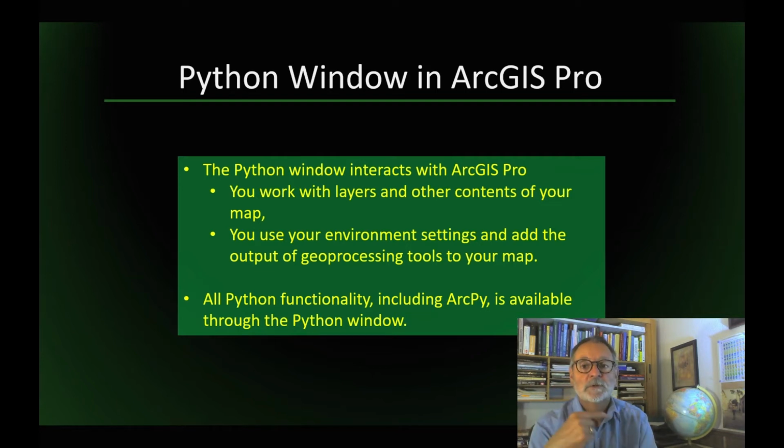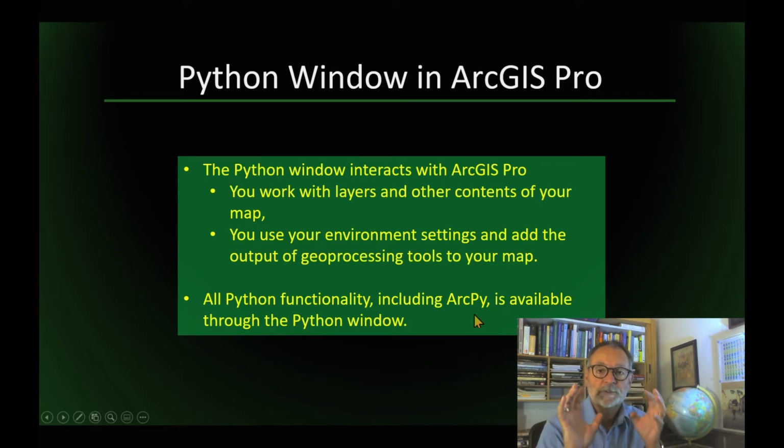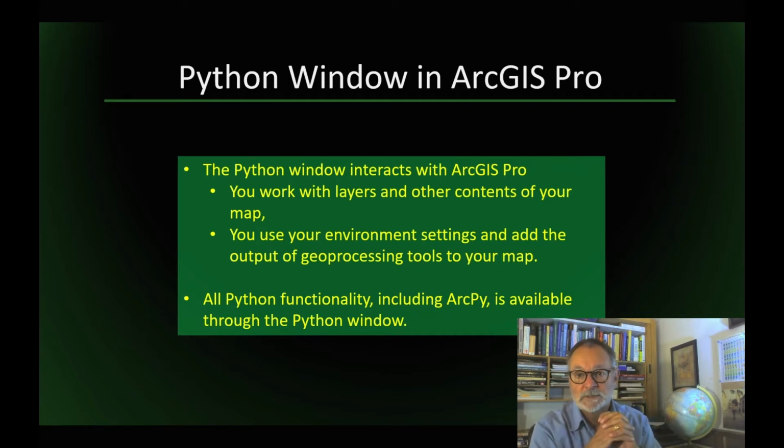So you can still work with layers and any kind of content that is on the map and work with that content directly and interactively. You can also use, of course, as it says here, the environment settings and add the output of the geoprocessing tools back to the map. And here is the first time we're hearing about ArcPy. We will talk a lot more about ArcPy. That is simply the module, the container that holds all the ArcGIS Python tools and all other tools that we can use in the GIS environment.